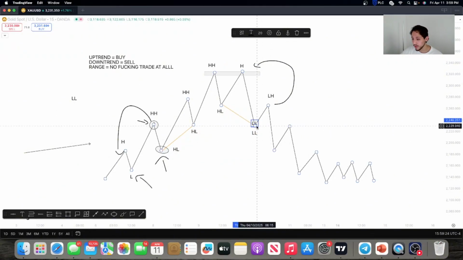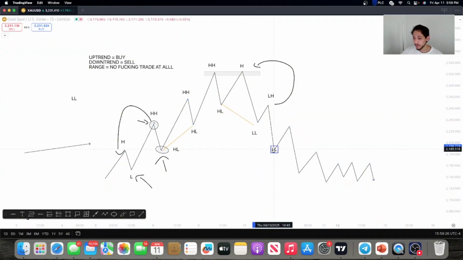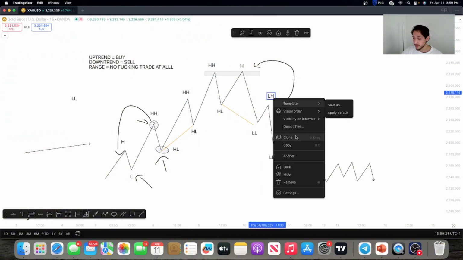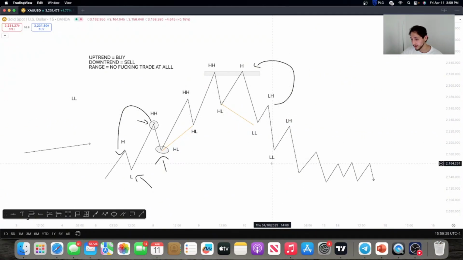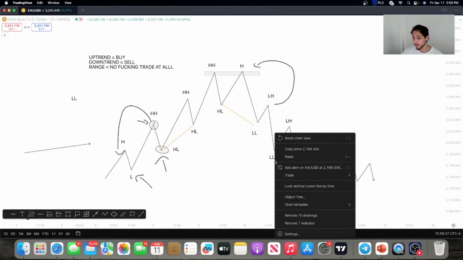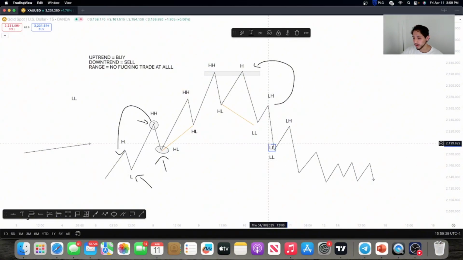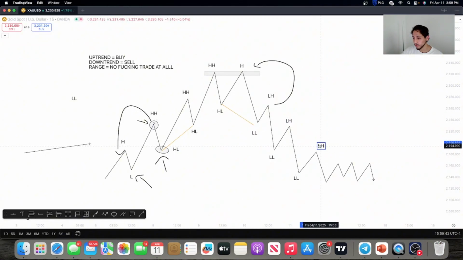So right over here, we have a lower low. This low is lower than the previous one. Over here, we have a lower high because this high is lower than the previous one. Same story. Again, history is going to repeat itself over and over again in trading. We have a lower low, and then what do we have here? We have a lower high.